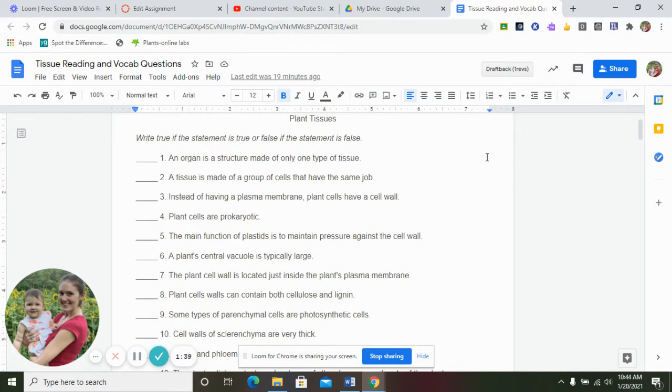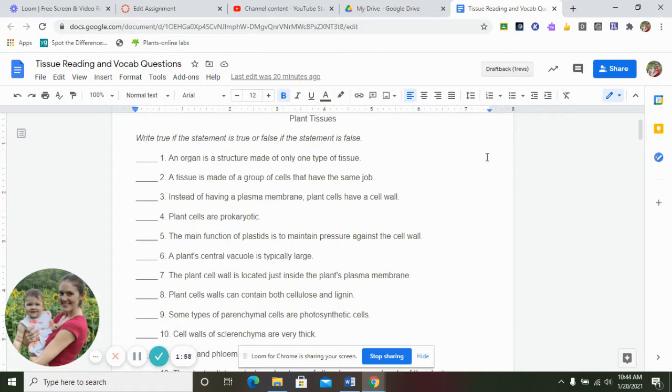Number 3, instead of having a plasma membrane, plants have a cell wall. That is false. They actually have both. They have both a cell wall and a plasma membrane. Plant cells are prokaryotic. That's also false because they are eukaryotic, like us.